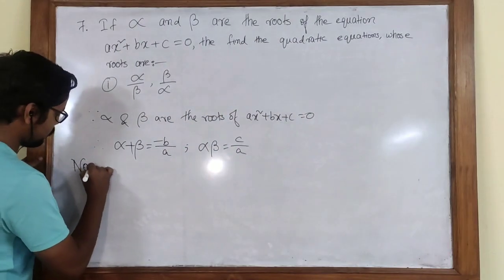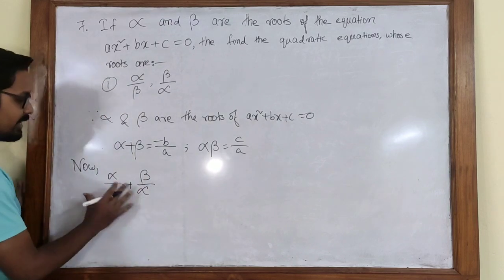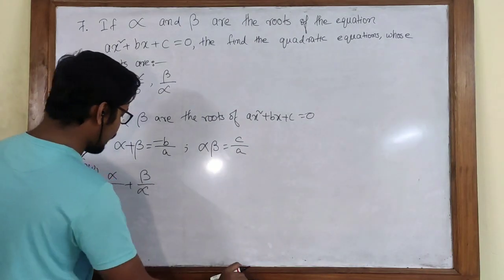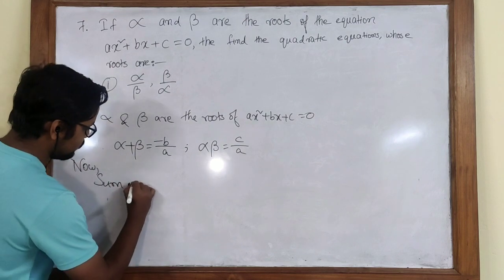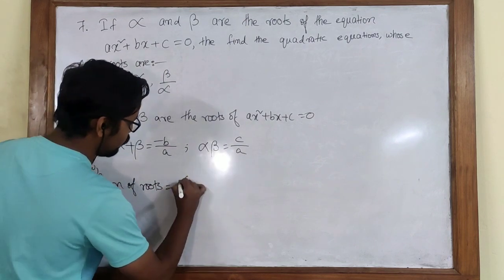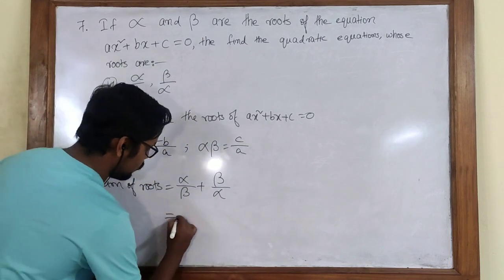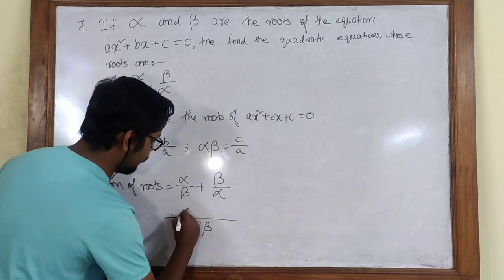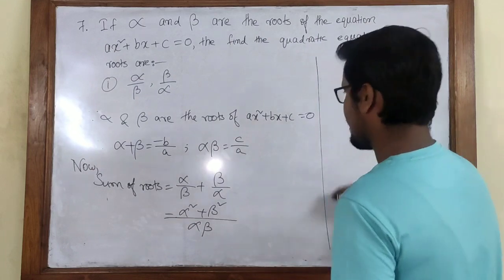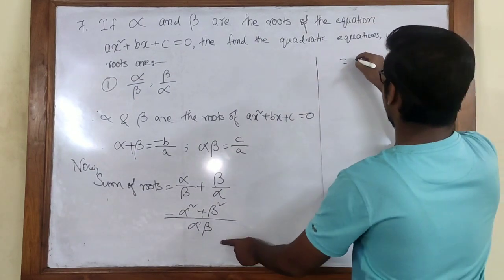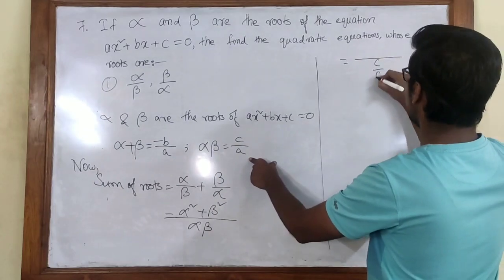Alpha by beta plus beta by alpha, that is what we need to find as the sum of the roots. Or even better, I can write it like this: sum of roots will be equal to alpha by beta plus beta by alpha. That is how I can find it. So let us take the LCM, which is alpha beta. It will be alpha square plus beta square. So let us try to solve this. At the bottom we have alpha beta, and alpha beta we know is c by a. So let us write c by a.